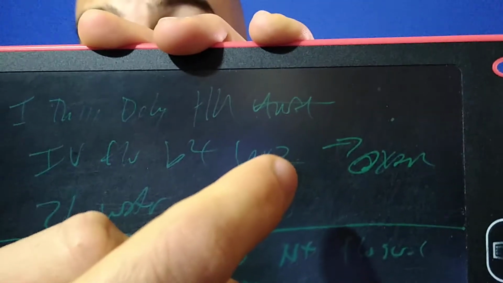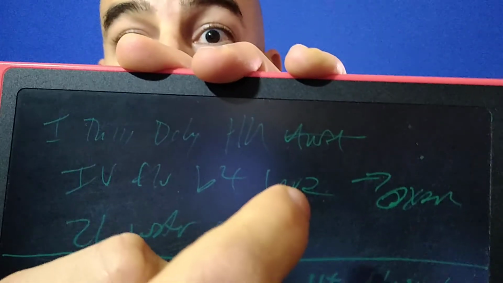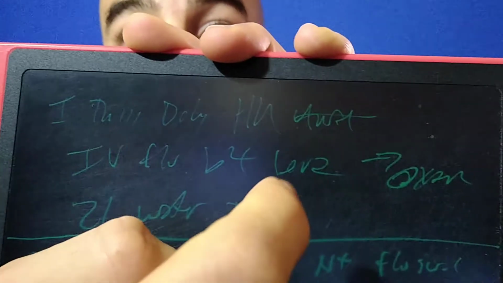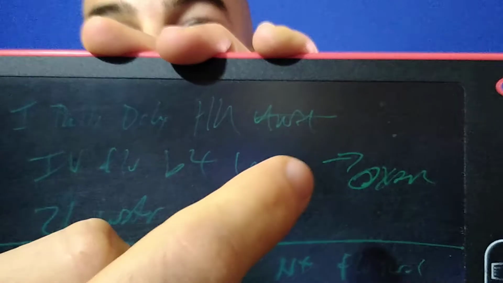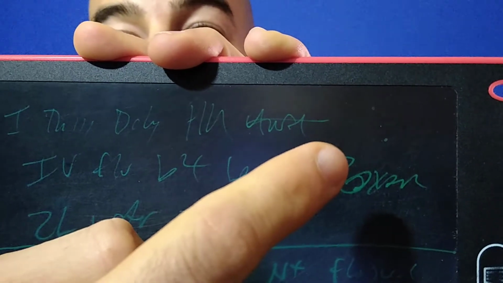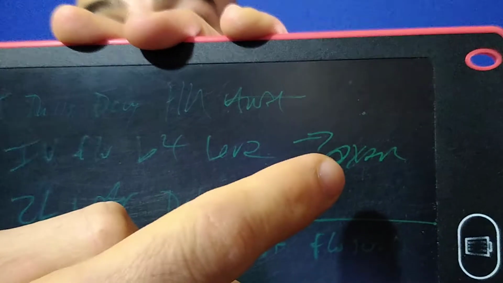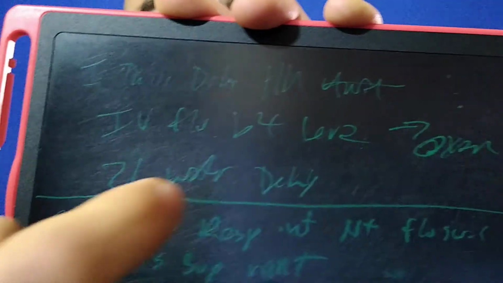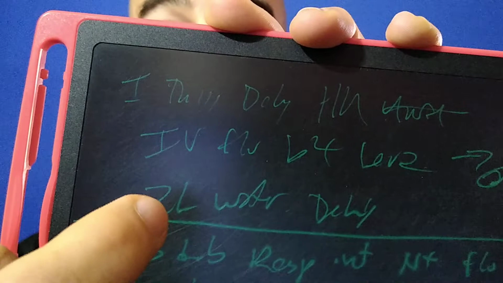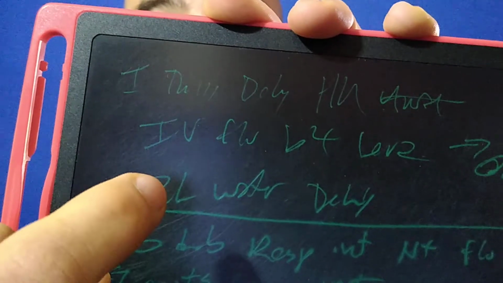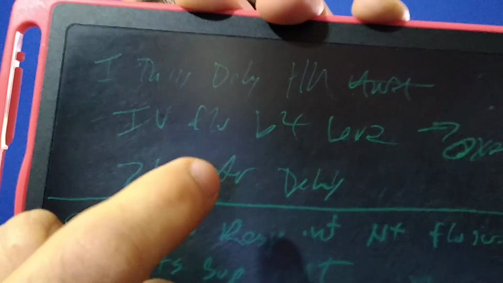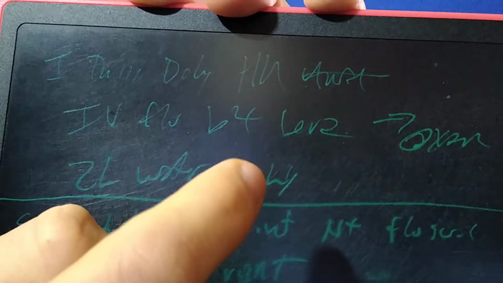And then right here it looks like it says "leva" or something like that. So "leave," and then a forward arrow, which means "after," and then "exam." I wrote that word out, and then "2 liters," a 2 and a capital L, and then "water," and then I go ahead and put the "hi" again.